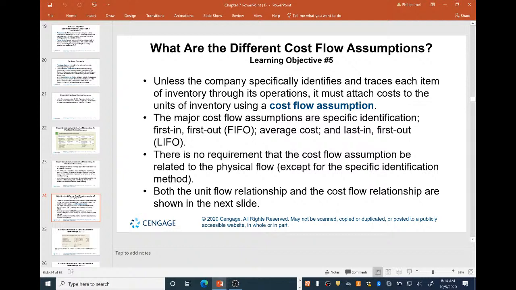Under GAAP, there's no requirement that the actual cost flow will be related to the actual physical flow of goods. So we might be selling the last ones first, but be using FIFO. It doesn't have to match the exact flow. That's why it's called an assumption. The only one that does actually meet that is specific identification, which makes sense because if we're specifically identifying something, then that's going to match the actual cost flow.